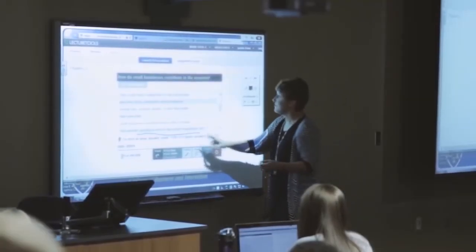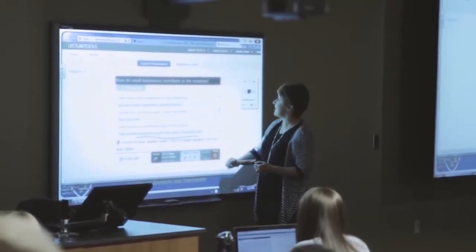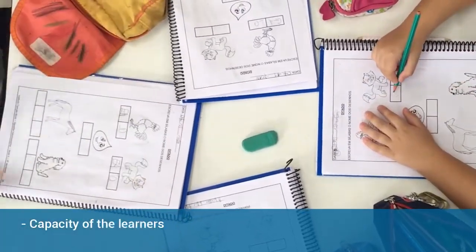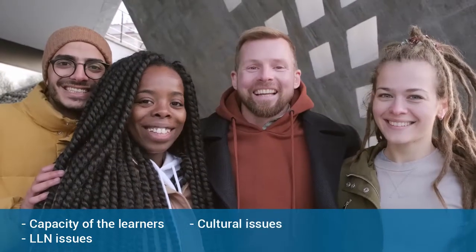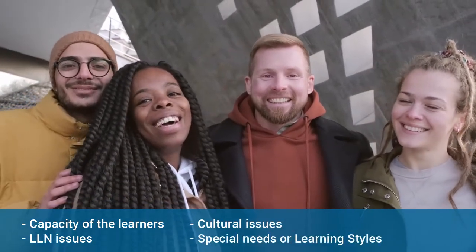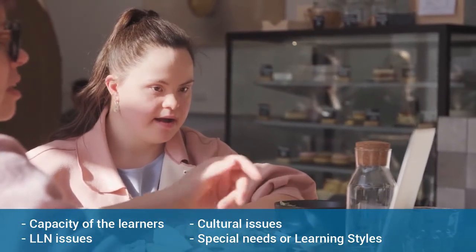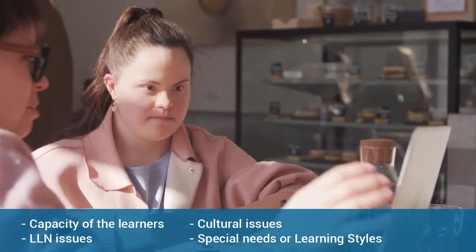The types of learners should influence the design of the learning program. Knowing the capacity of the learners, for example existing skill or knowledge level, LLN issues, cultural issues, special needs or learning styles, will enable adjustments to be planned into the learning program, often preventing frustration and promoting more confident learning. Adult or early learner learning principles should also be considered.